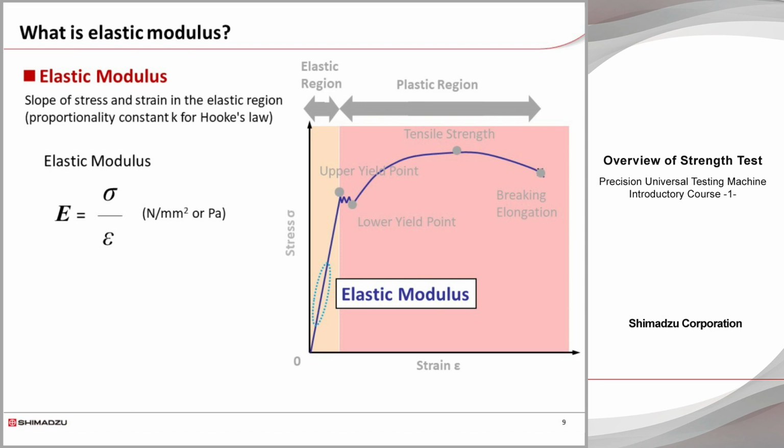Next, we will discuss the elastic modulus. It is one of the most frequently measured indices of material properties. It is a ratio of resistance to deformation when a force is applied to an object and is actually expressed as the ratio of stress to strain. It is the slope of the stress-strain diagram in the elastic region, which is the region where the displacement also returns to its original state when the test force is removed.